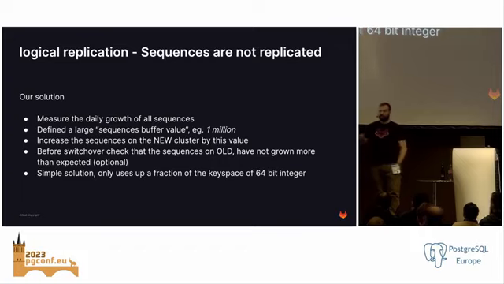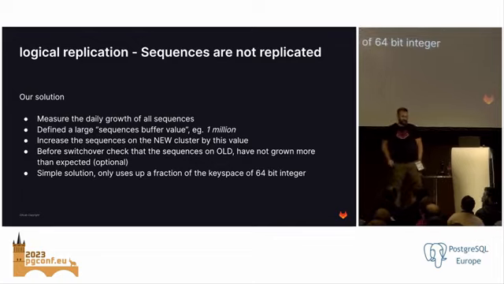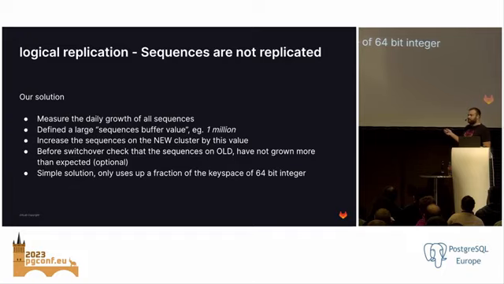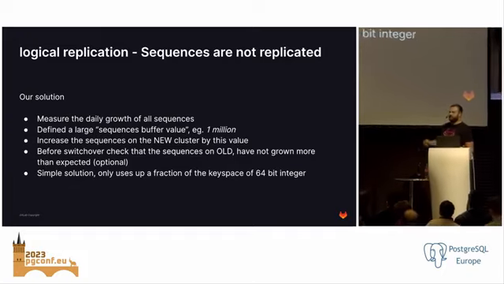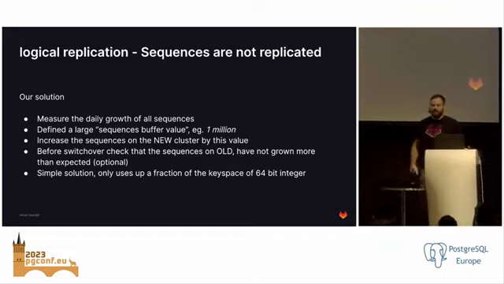Because for the usage as a primary key, it does not matter if they are really in sequence. It only matters that they are unique. Is that awesome? Thank you. So yeah, it's a relatively simple workaround. You just find out what's a good value, and on your target cluster, on the new one, you just increase the sequence by this value.